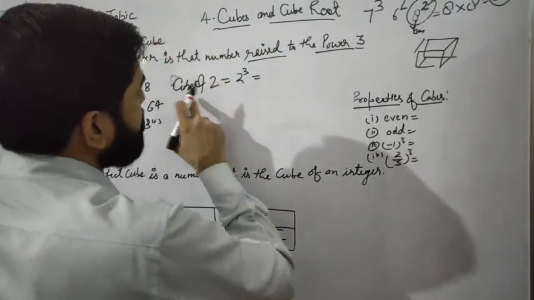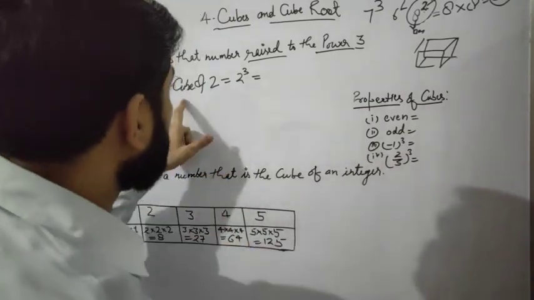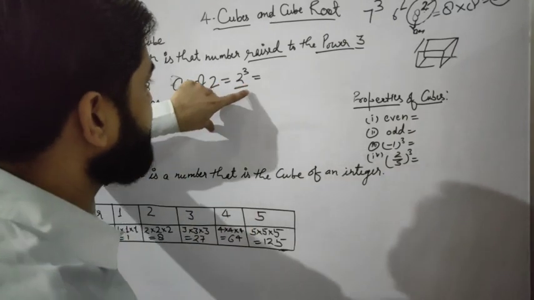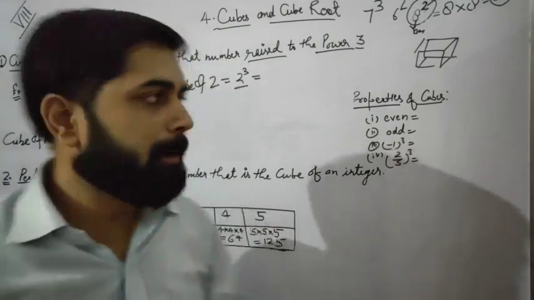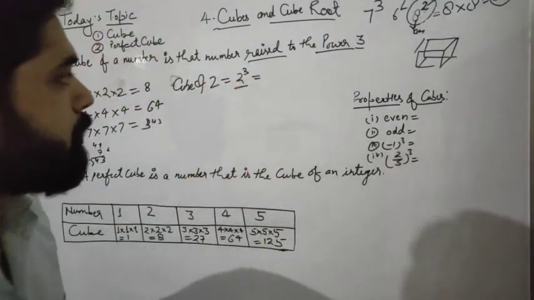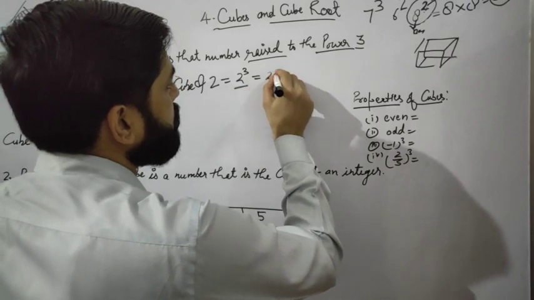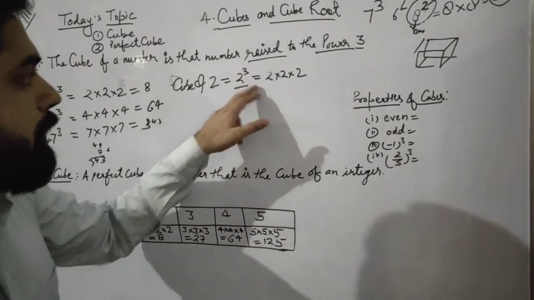Like, if the question asks the cube of 2, what is the cube of 2? Firstly we write it in exponential form, 2 raised to the power 3. Then we can write 2 multiplied by 2 multiplied by 2.